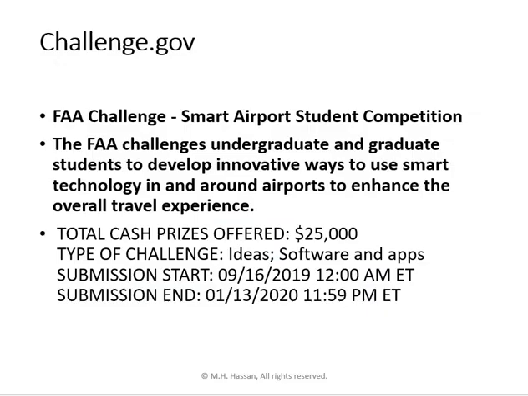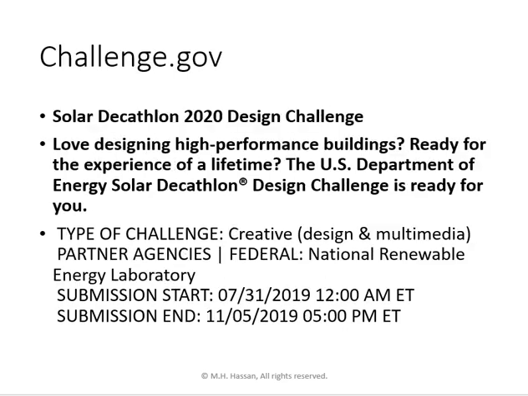Next, you'll find examples that I took from websites like challenge.gov. They had one problem, the smart airport student competition, which pays $25,000. This is, of course, expired. It's an old solicitation. This is just an example. Examples of solicitations from specific websites. Another challenge is the Solar Decathlon 2020 Design Challenge.